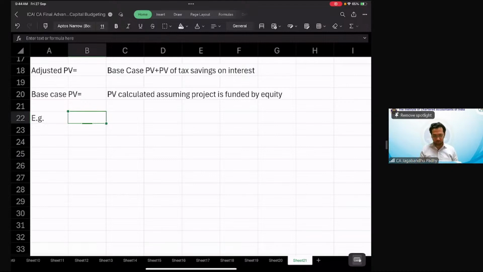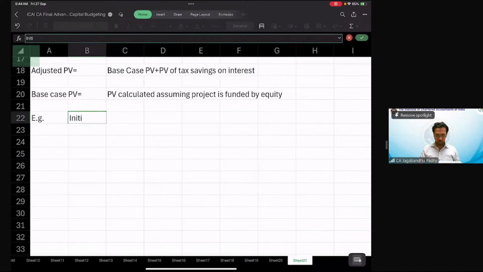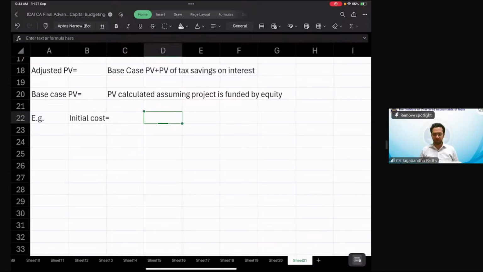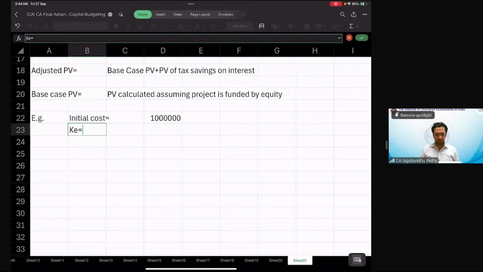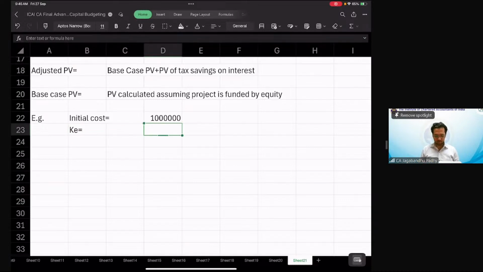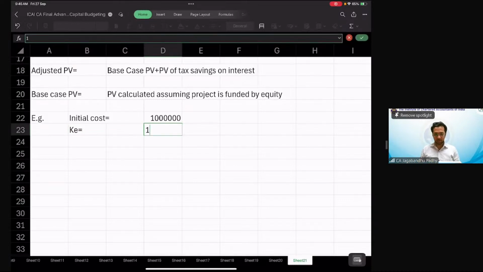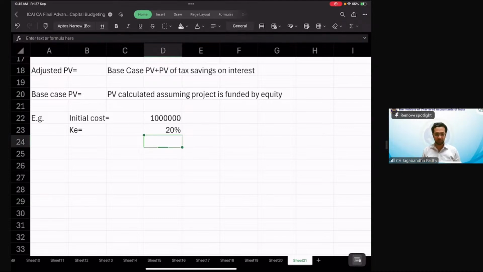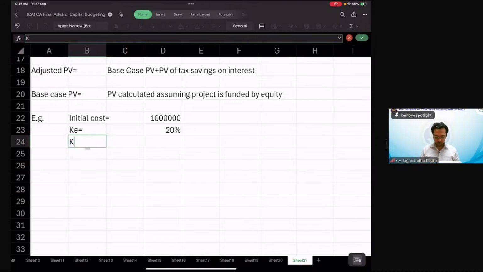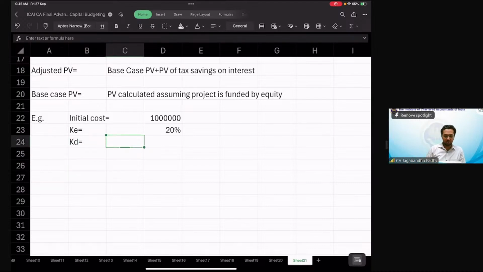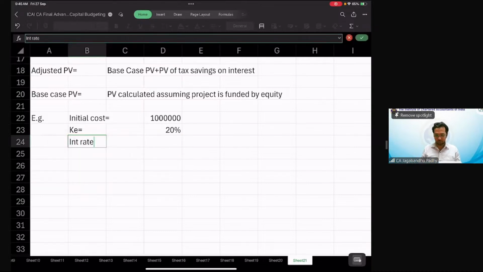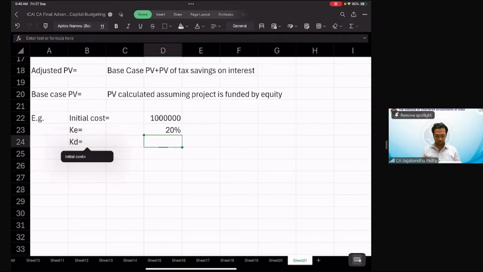Suppose the initial cost of a project is 10 lakh. Cost of equity is, let's say, 20%. Cost of debt, if the company goes for borrowing, then cost of debt or interest rate, we can say. Let me take cost of debt only. So cost of debt is suppose 15%.